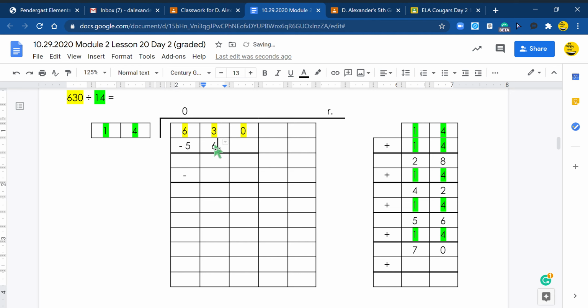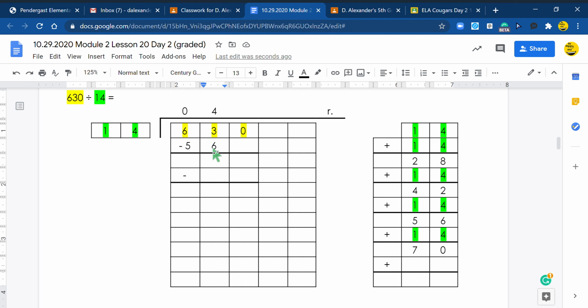56. And then I'm going to quick come over here and count all the 14s that's above the 56. 1, 2, 3, 4. I'm going to come over here. I'm going to put my 4 in the quotient. 4 times 14 is 56. Now I'm going to subtract. I have 3 subtract 6. I know I can't take 6 out of this 3.